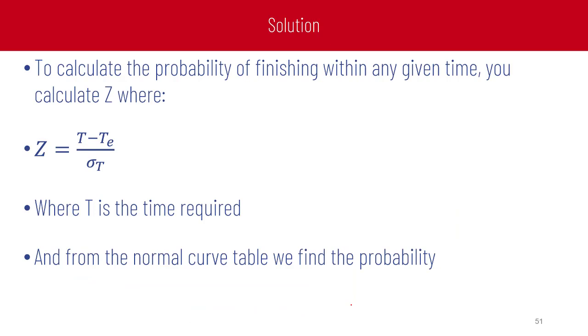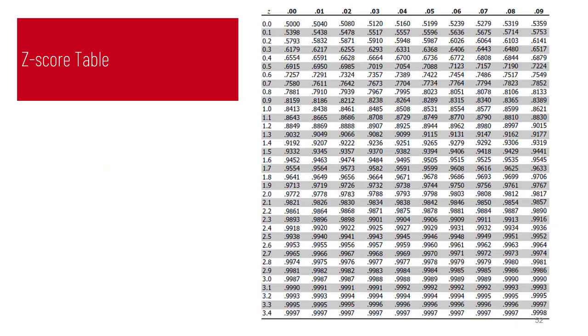To calculate the probability of finishing within any given time, you calculate Z, where Z equals T minus T expected over sigma, the standard deviation, where T is the time required, and from the normal curve we find the probability of achieving this finish time or completion time. This is the Z-score table.